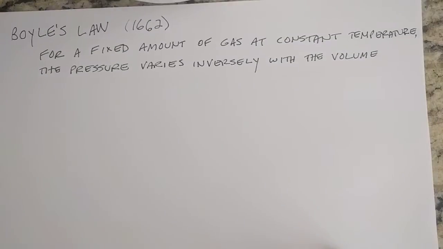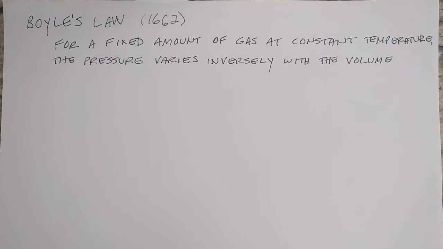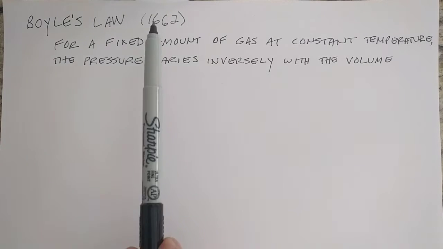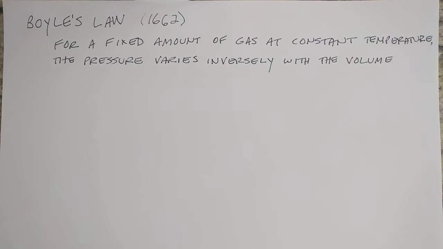And our first law is Boyle's law. And this was in 1662. So to get a little perspective on that date, Dalton's atomic theory, that was in 1808. So this is hundreds of years before that, way before that. So this was before the idea of the atom was accepted. At this point in time, Isaac Newton was about 20 years old. So a lot of science was being explored then. This was right after the time of Galileo.